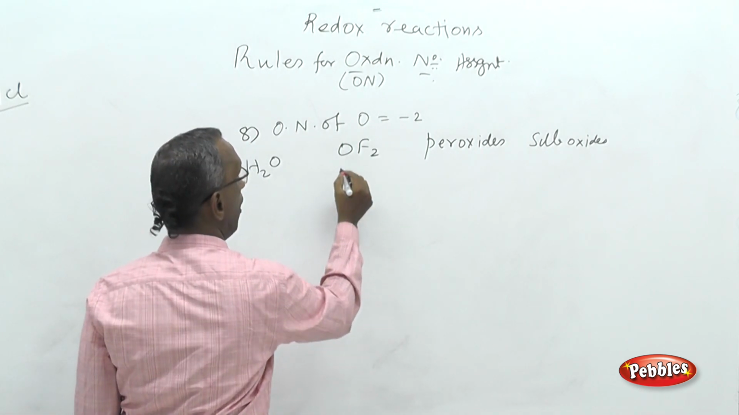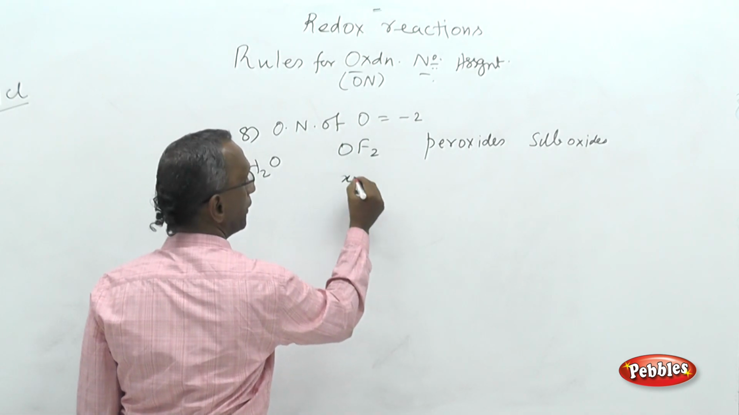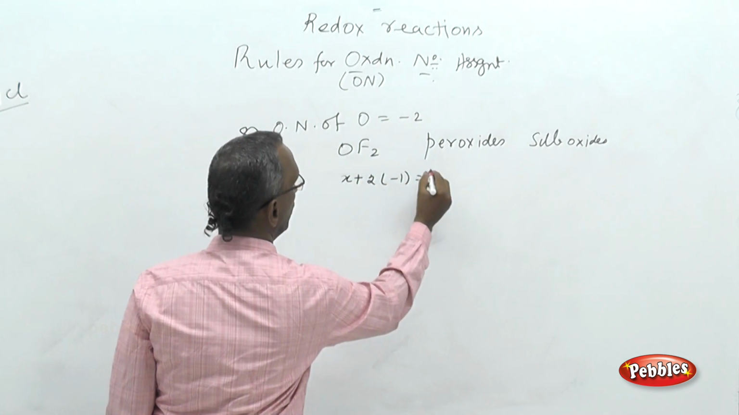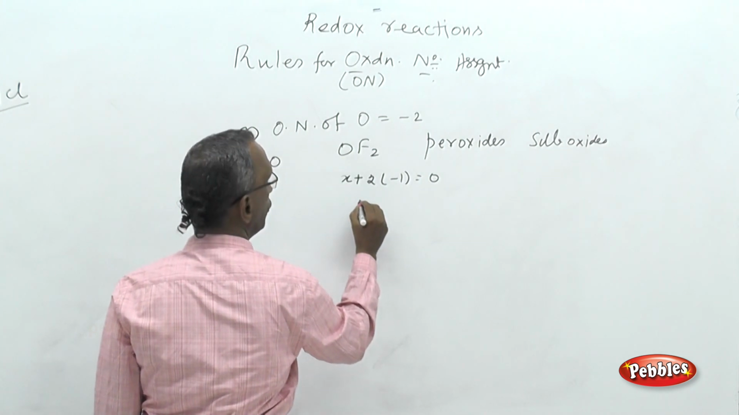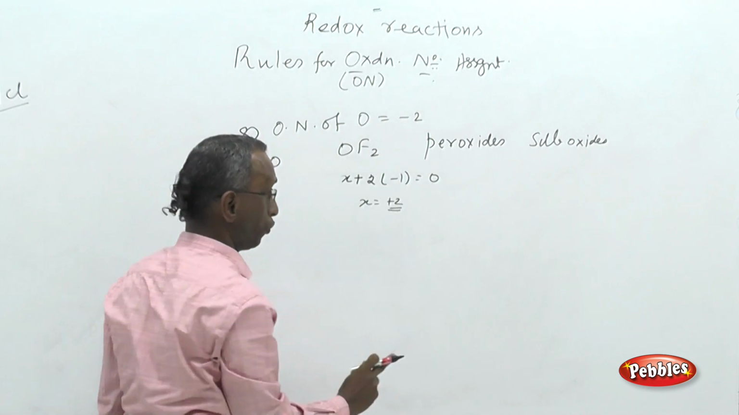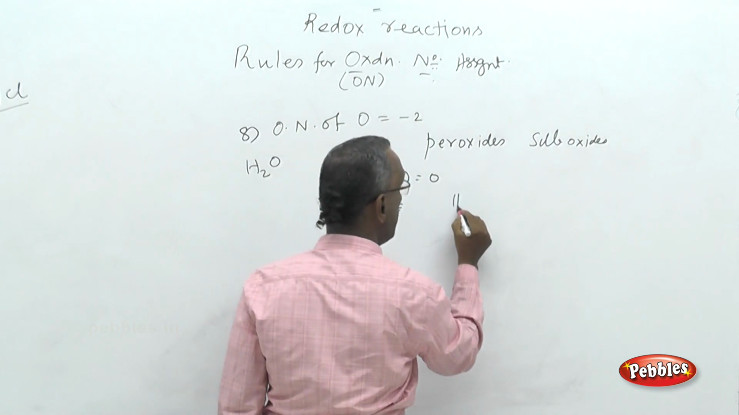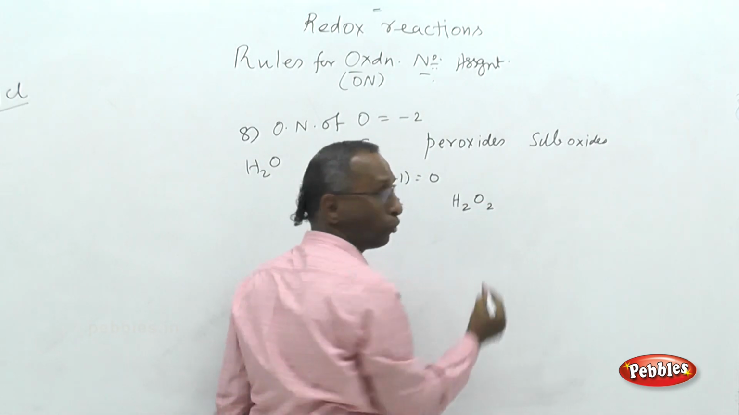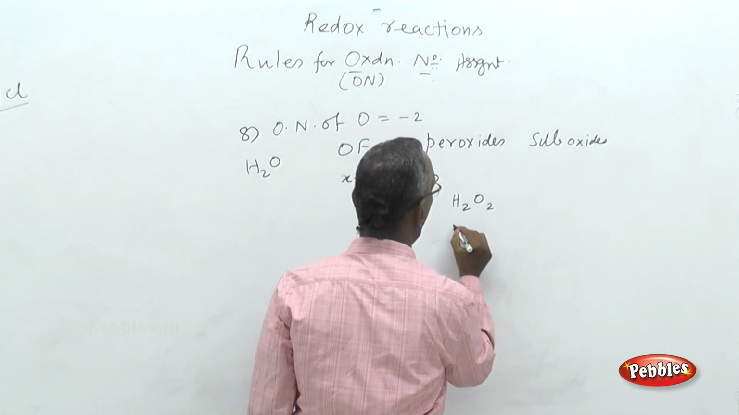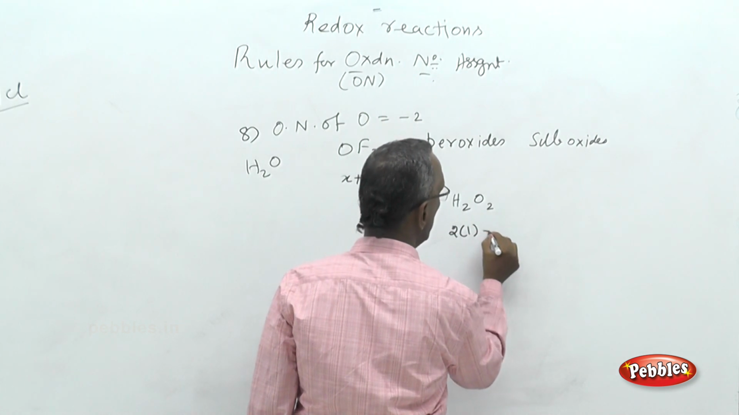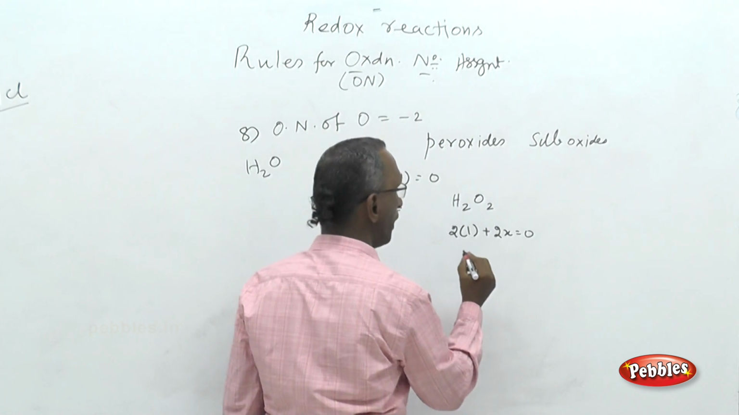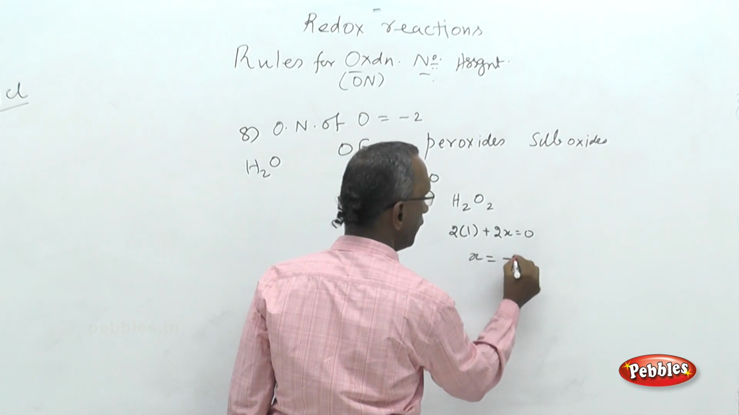Let us calculate. Oxygen, we have to assume X, plus there are 2 fluorine atoms, minus 1, so equal to 0, X minus 2 equal to 0, or X equal to 2. Here it is plus 2. Generally it is minus 2. Peroxide means, for example, hydrogen peroxide, H2O2. So here hydrogen is +1: 2 into 1 plus 2 into X equal to 0, 2X plus 2 equal to 0, or 2X equal to minus 2, X equal to minus 1.